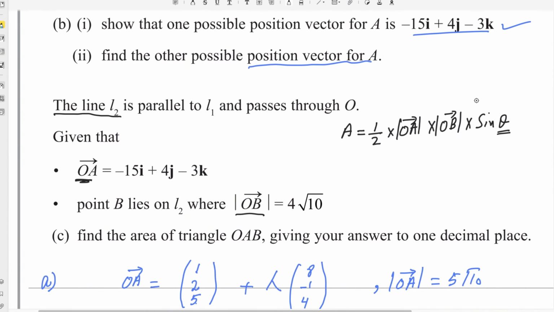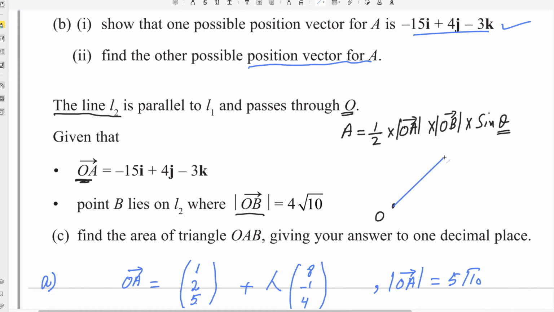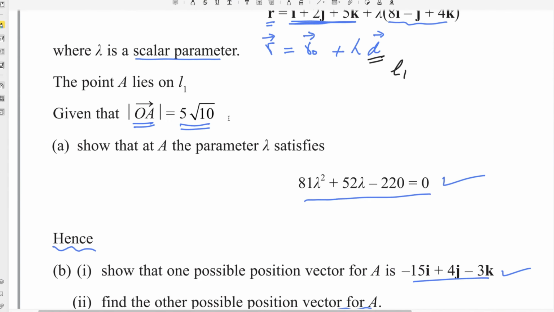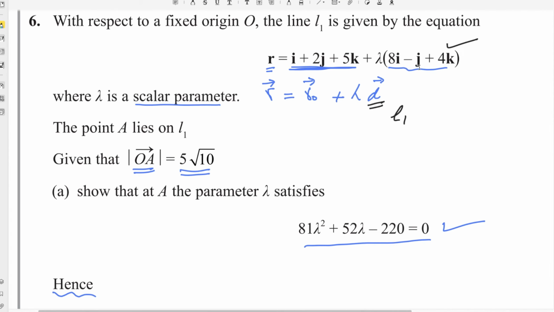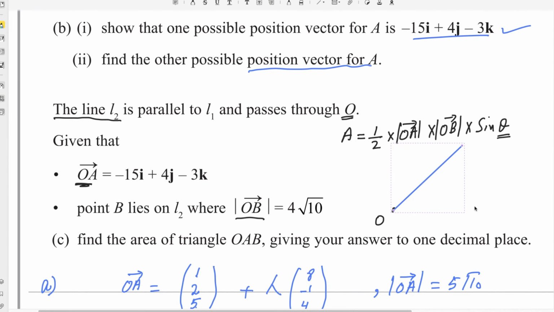Got it? And the second thing is given that line L2 is passing through the origin. Let's say this is the origin, and let me draw line L2. It is passing through the origin. Let's say it is going this way. And there is another line L1 whose direction vector is given here, that is 8i minus j and 4k. So I'm drawing roughly. It is not according to the scale.